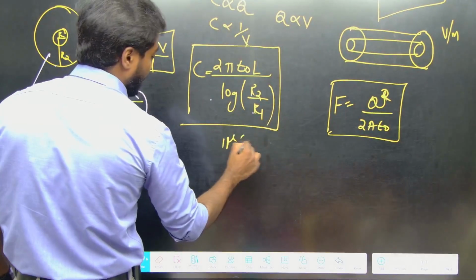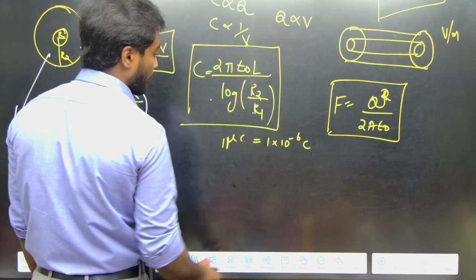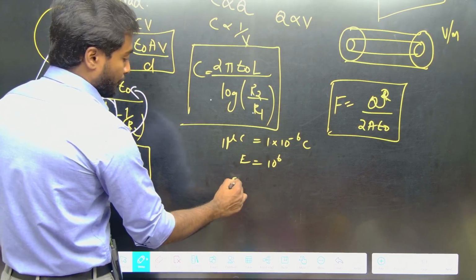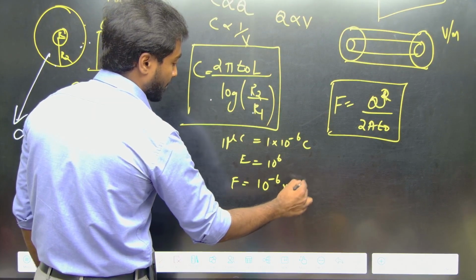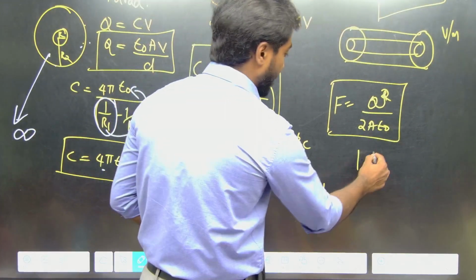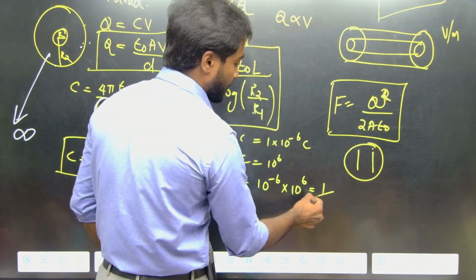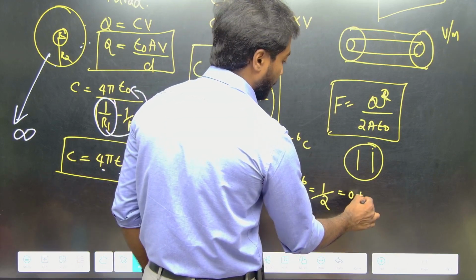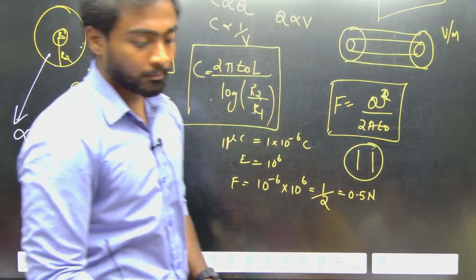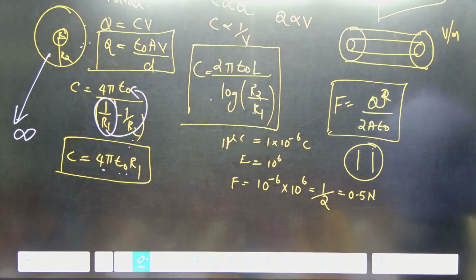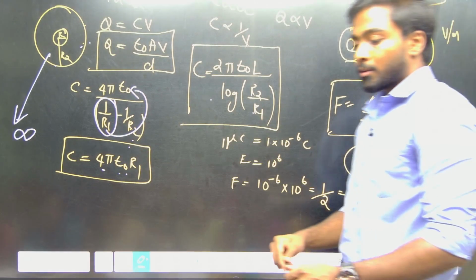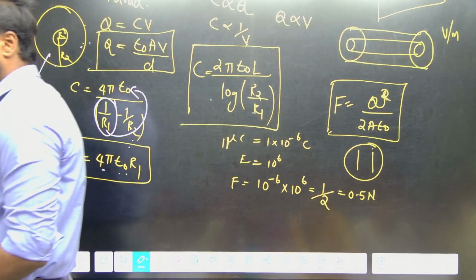So 1 microcoulomb can be written as 1 into 10 power minus 6 coulomb, and the electric field is given as 10 power 6. So F will be equal to 10 power minus 6 into 10 power 6, which is nothing but 1. Okay. So we got the force for the plates, but there are 2 plates. For each plate they are asking, so divide by 2, it is nothing but 0.5 Newton. That's the answer. If they are asking only force, the answer is 1. They are asking for force on each plate. So each plate will be having 0.5 and 0.5.